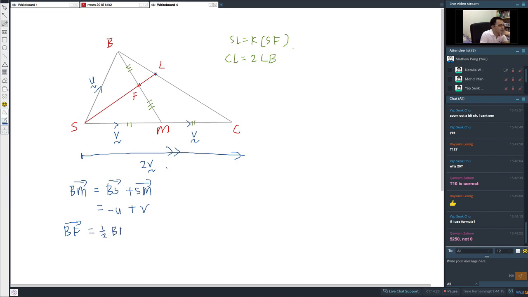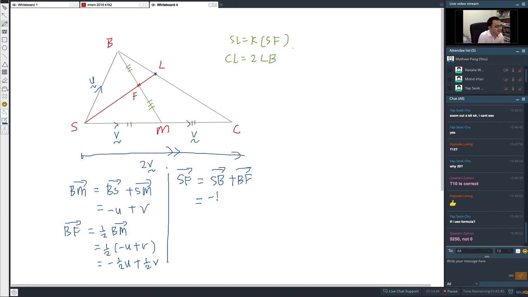Then if I have the BF, I can find SF now. SF equals SB plus BF. I have BF already, negative half U plus half V, and my SB is just U. So this is half U plus half V. This is SF.